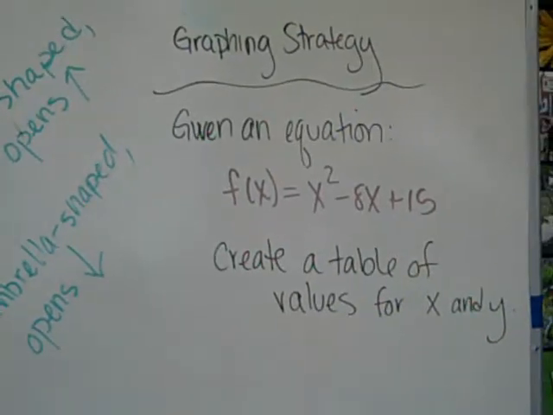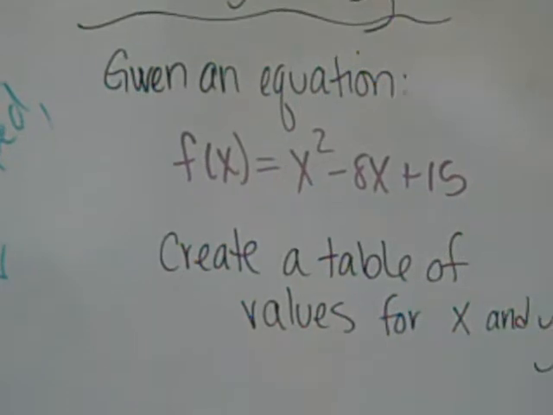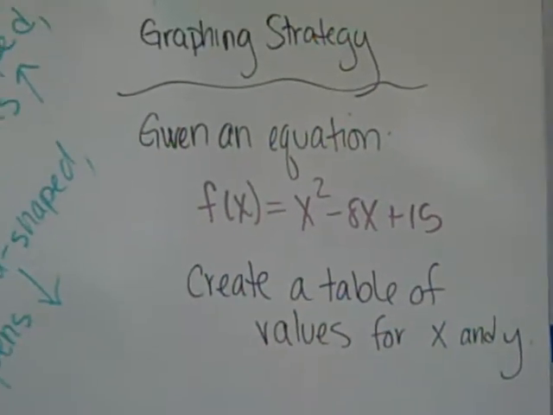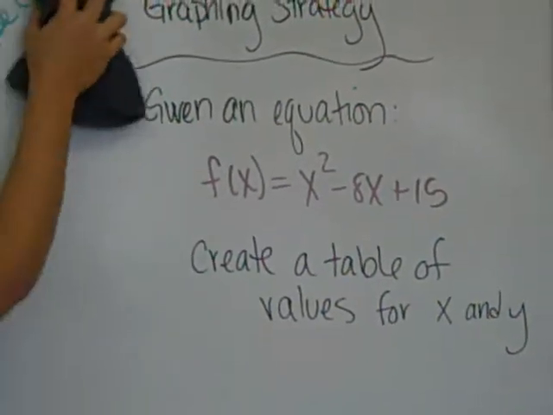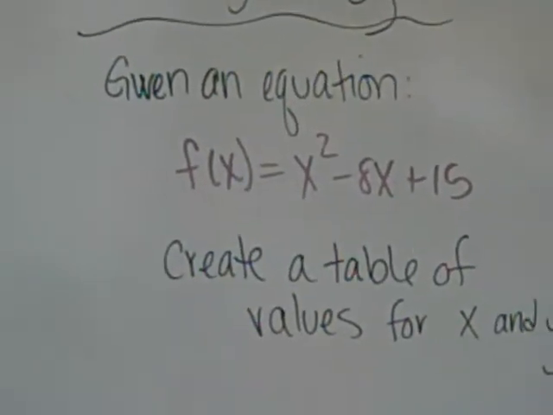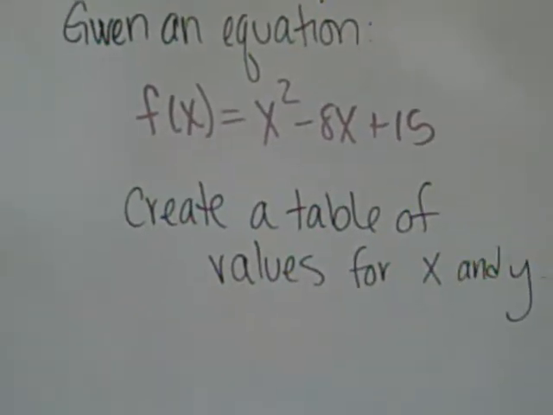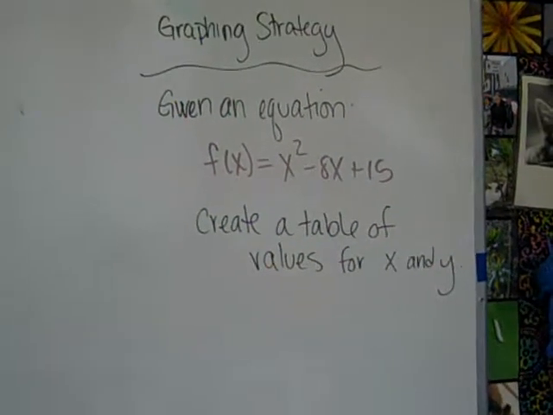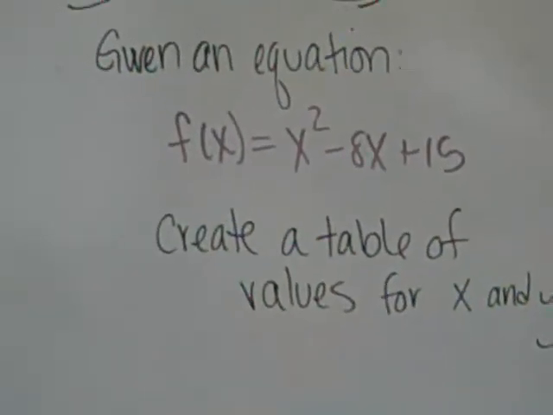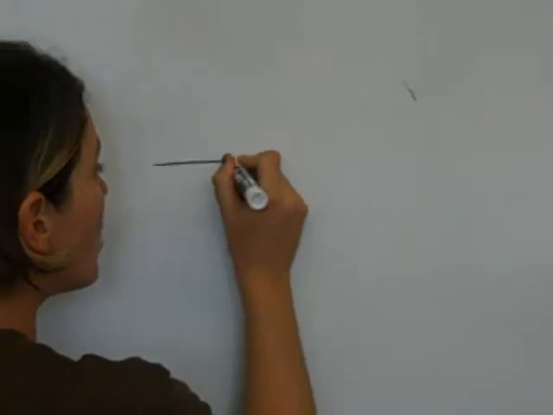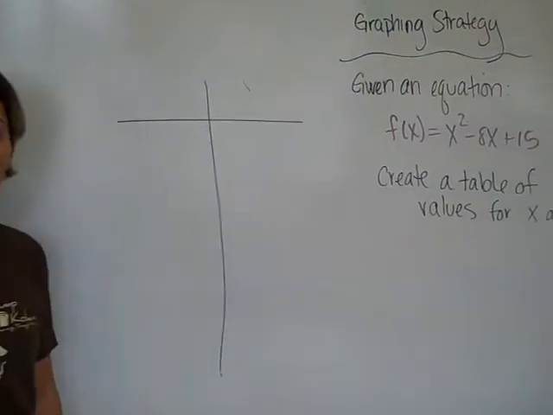So as I said earlier, graphing quadratics is one strategy for how to solve them. And here's a really common graphing strategy. So given a quadratic equation, as I said, it's in the form of y, or f of x, equals x squared minus 8x plus 15. Our first strategy we can employ is to create a table of values for x and y. So given this equation, I'm just going to choose values at random, and then use them to put them into the equation and get an output for y.